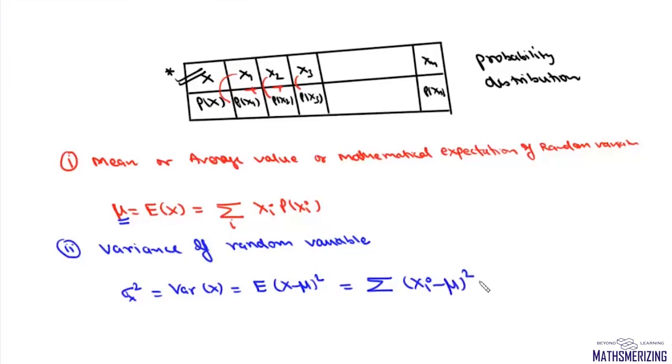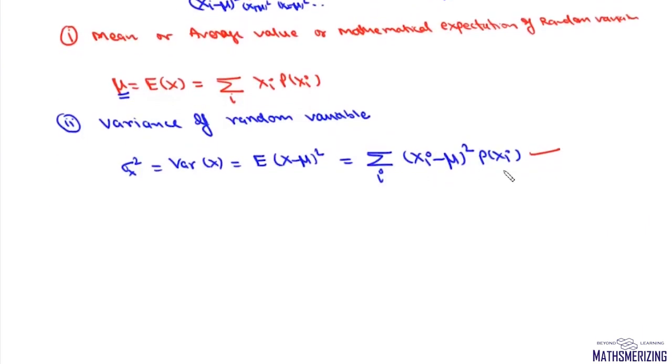(xi minus mu) square into p(xi) over all i. So if we have to find its variance, one of the method is make another column which is (xi minus mu) square, and then write corresponding entries (x1 minus mu) square, (x2 minus mu) square, and (xn minus mu) square, and simply multiply it with its probability and add them to find variance of this random variable.